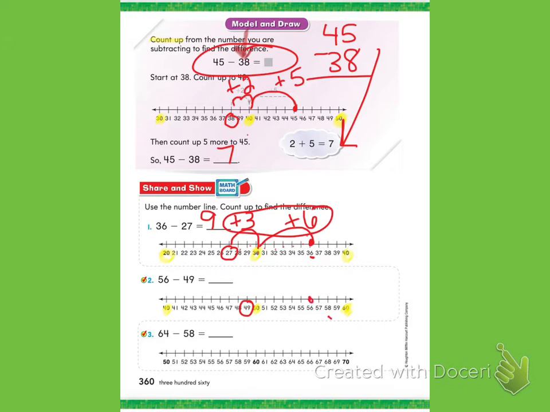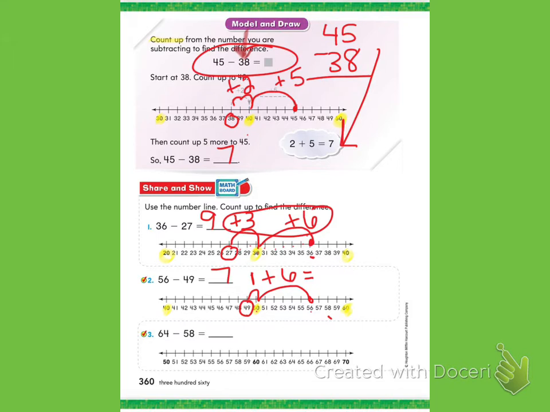So the first thing I do, I'm going to have to get 49 to 50. So how many do I add to 49 to get to 50? That's pretty easy. 1. And then I have 50 to 56. I'm going to add on 6. So when I add 1 plus 6, I get 7.